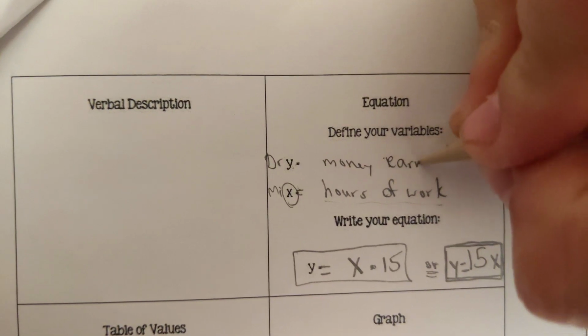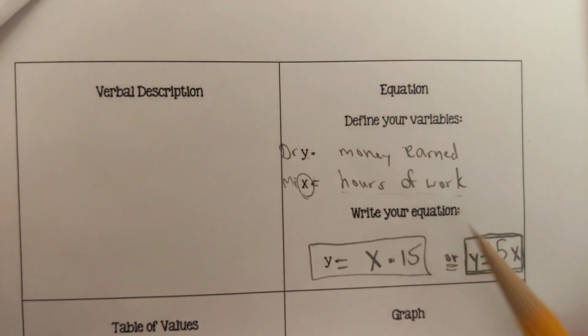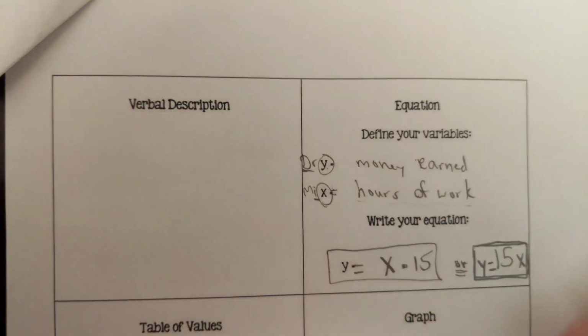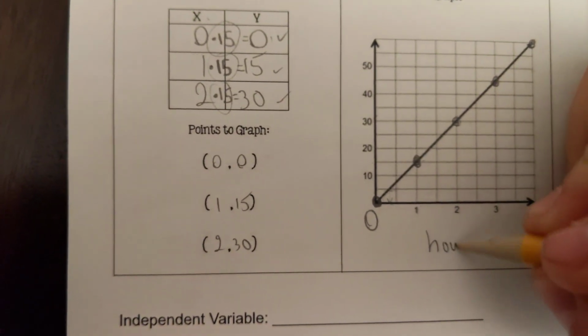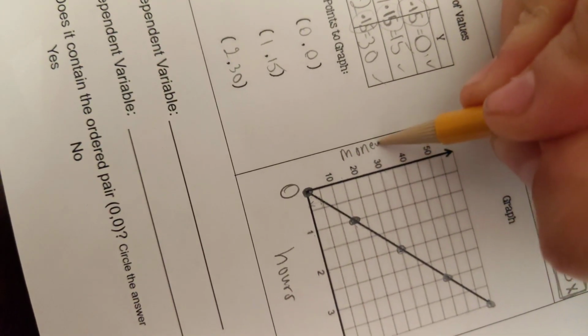Money earned. And now that I've identified those, and like I said, this is kind of freedom for you, but you have to think about what's going to be your dependent and what's going to be your independent. What depends on the other? So that's the part that is going to be affecting you right here. So on your x-axis, these numbers right here are the hours, and on the y-axis, make sure you label it, these numbers right here are going to be the money earned.